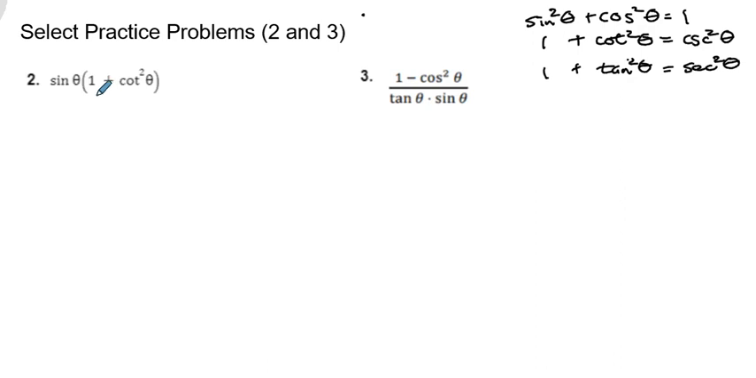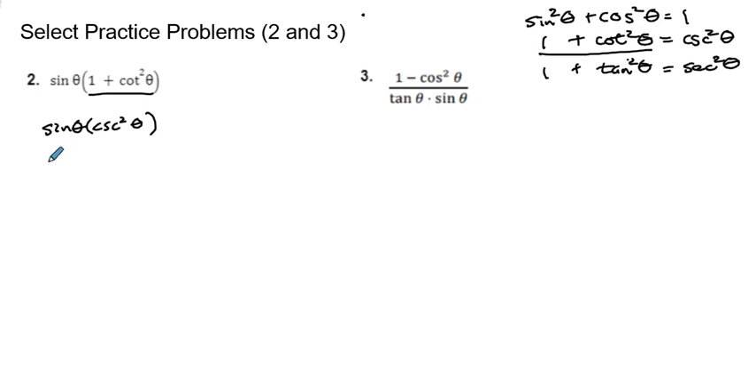So we have sine of theta times this. Well, hopefully you recognize this as this, right? You see this and you go, oh, that looks familiar. That's because it's right over here. So let's rewrite this using cosecant squared. All right, so cosecant squared theta.